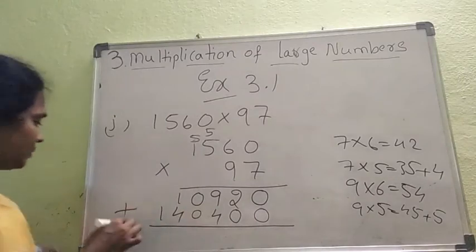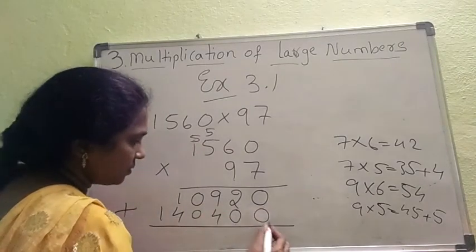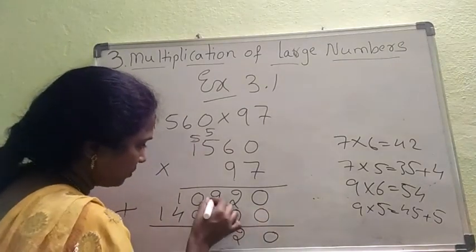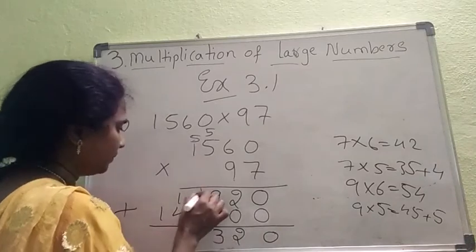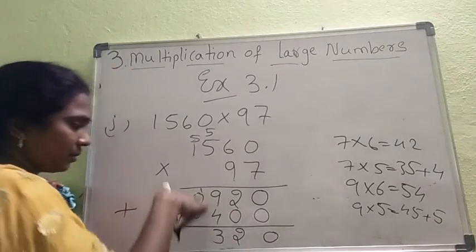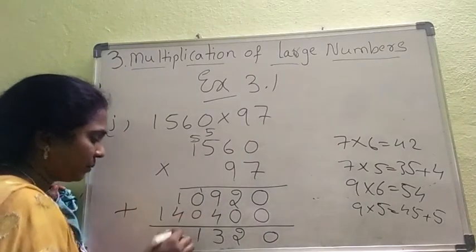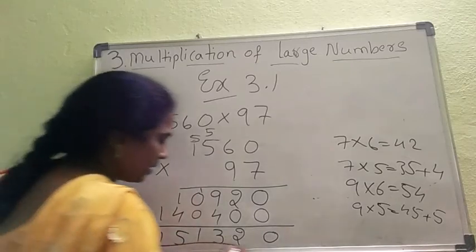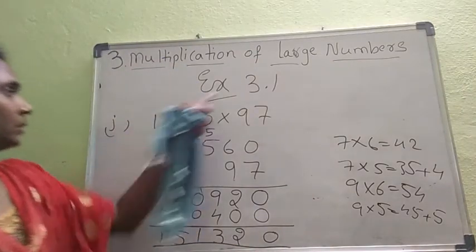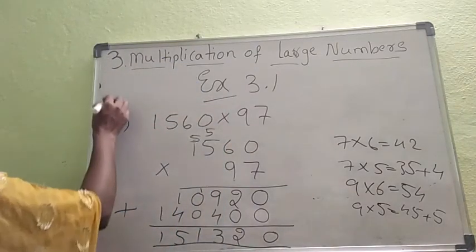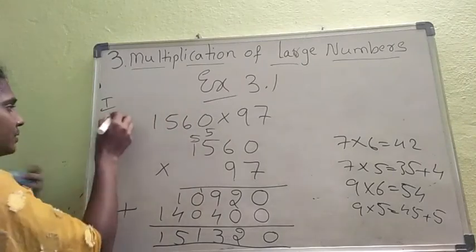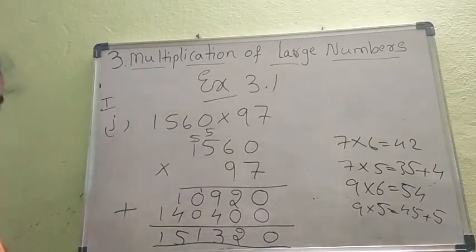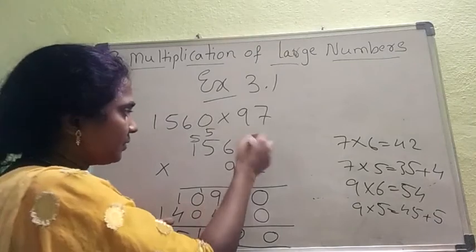Now the step is you need to add: 0 plus 0, 0 only, 2 plus 0, 2, 9 plus 4, 13, 3 here, 1 carry, and 0 plus 0 plus 1 carry is 1, 4 plus 1, 5, 1. This is the answer for the first question in the exercise. First question, that is first bit. Okay, I hope it is clear. The small change is there with 0 multiplication.